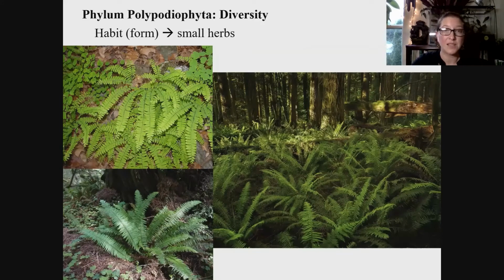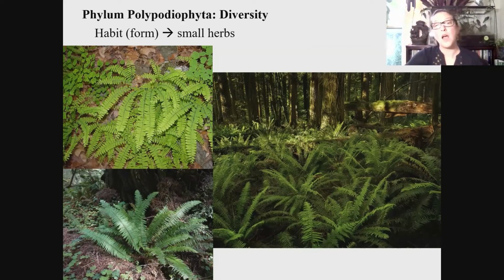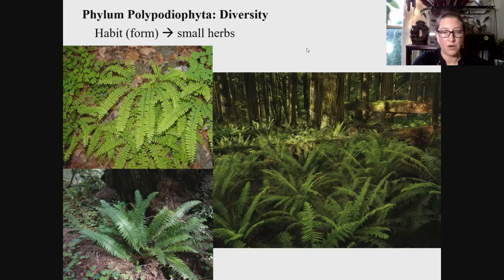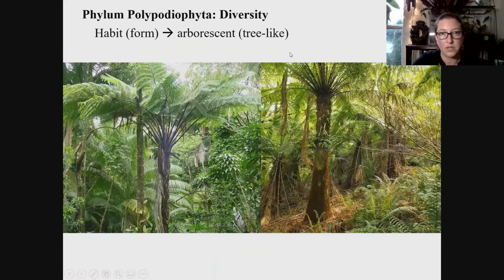They can be small herbs, like the one on the top left, which is kind of similar to this one right here. So really little small herbs. And if you're walking around the woods of New Jersey or Connecticut or New York, these are the type of ferns you're probably seeing. They're just on the understory of the tree canopy, and they're all around. It's a good time of year to see ferns, by the way.